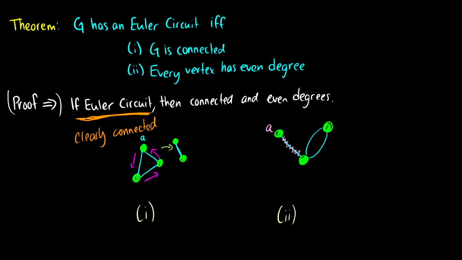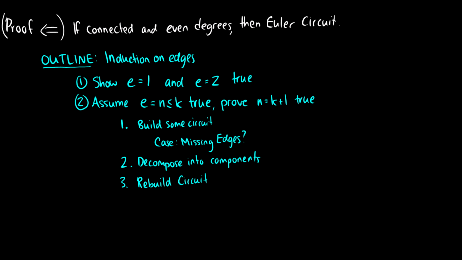So let's prove the other way, which is a lot harder. I'm going to outline the proof in words and then we'll go through it. We're going to do an inductive proof on edges. We're going to show that if there's 1 edge and 2 edges where the graph is connected and has even degree, then we can construct an Euler circuit.